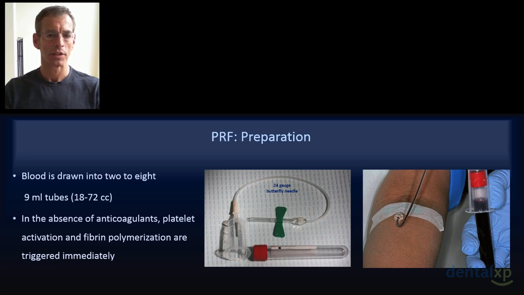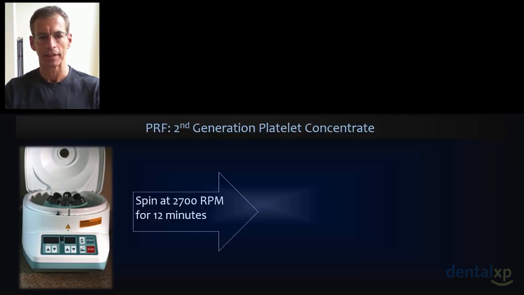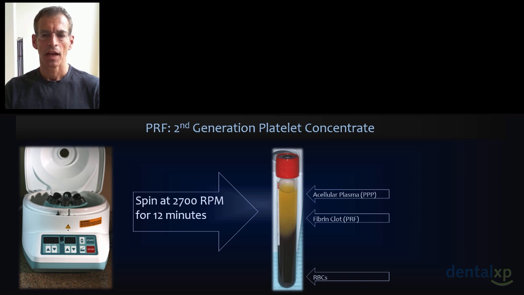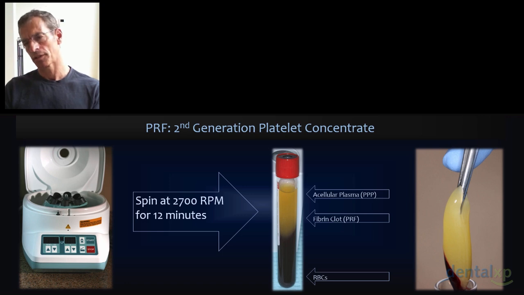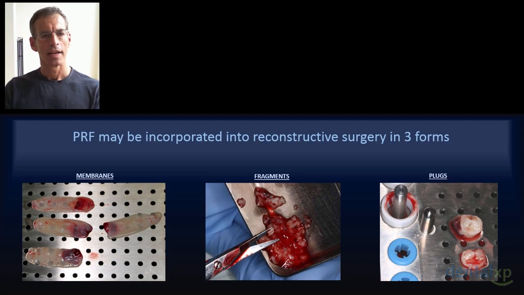For those of you not familiar with platelet-rich fibrin, blood is drawn into 2 to 8 9 ml tubes. In the absence of an anticoagulant, the platelet activation and fibrin polymerization are triggered immediately. The tubes are spun at 2700 RPM for 12 minutes. I get 3 layers: RBCs, a fibrin clot, and platelet-poor plasma. The fibrin clot is easily withdrawn from the tube. It is transferred to a dedicated box where I can create these very thin, strong membranes.